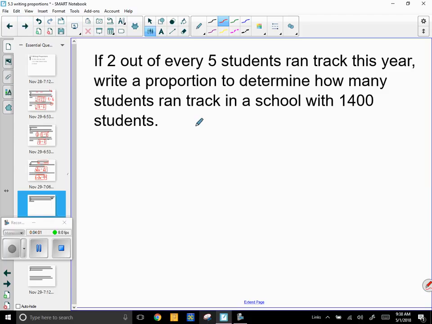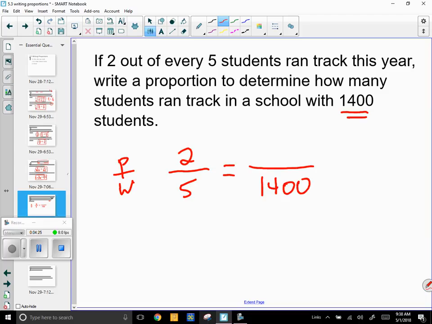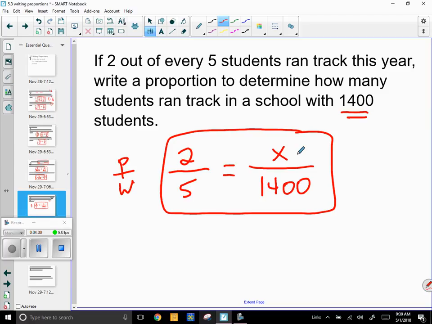2 out of every 5 students are in track. So this is 2 students out of every 5. So it's really kind of like a part to whole ratio here. 2 out of every 5 means 2 students out of 5 total. So when you go to write this 1,400 in, let's see, write a proportion to determine how many students were in track in a school with 1,400 students. Keep in mind that 1,400 is the total number of students. So that would be your proportion right there.